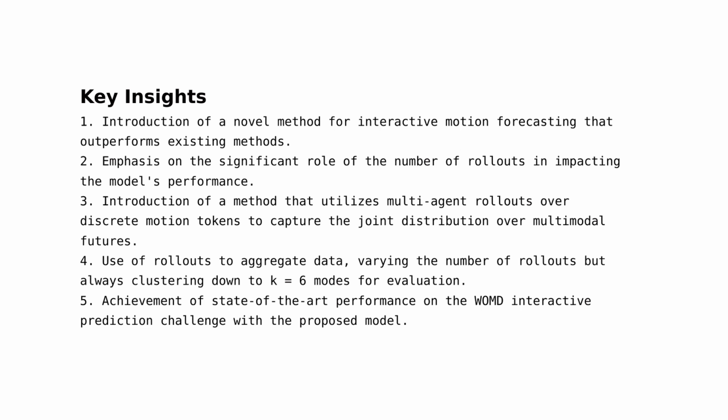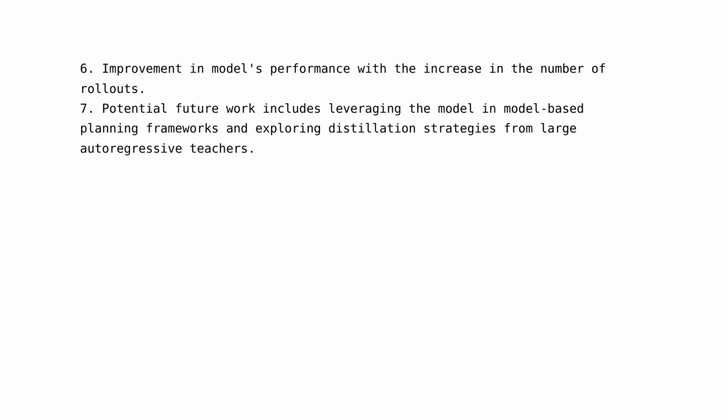3. Key idea. The core idea of the paper is to use rollouts to aggregate data, with the number of rollouts generated being varied but always clustered down to k equals 6 modes for evaluation. The method uses 512 rollouts per replica for final leaderboard results, but it is found that 32 rollouts are sufficient to surpass the previous top entry on joint mAP.